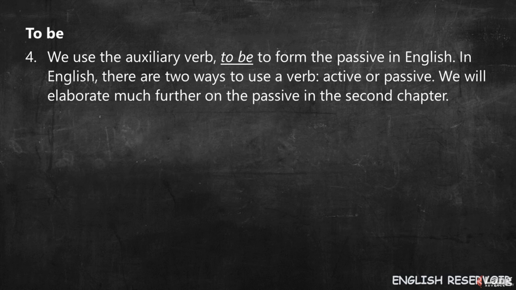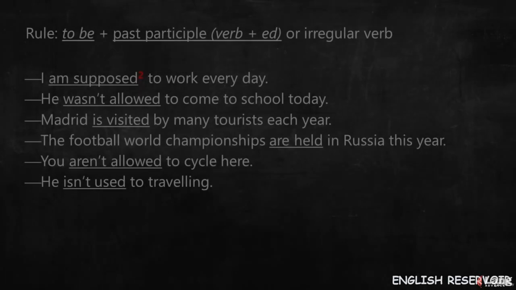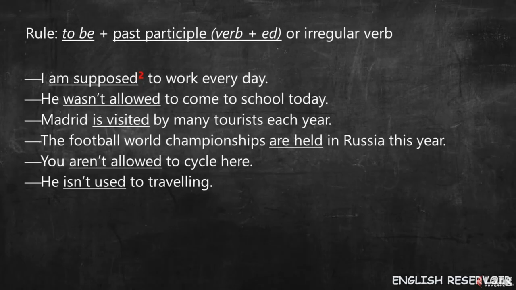To be. 4. We use the auxiliary verb to be to form the passive in English. In English, there are two ways to use a verb, active or passive. We will elaborate much further on the passive in the second chapter. Rule. To be plus past participle, verb plus ed, or irregular verb.